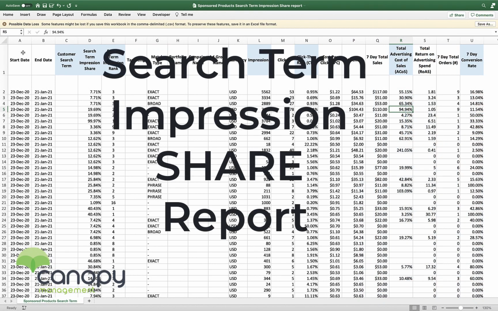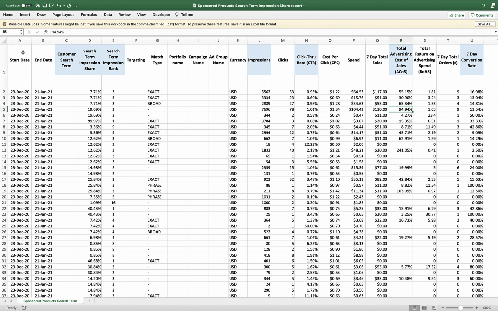All right, let's talk about the search term impression share report. Now, this is available in both sponsored brand ads as well as sponsored product ads. The idea of search term impression share or impression rank is to compare what my specific ad for a search term is getting as far as ad visibility, relative to all the other advertisers who are getting ads shown for the same search terms.